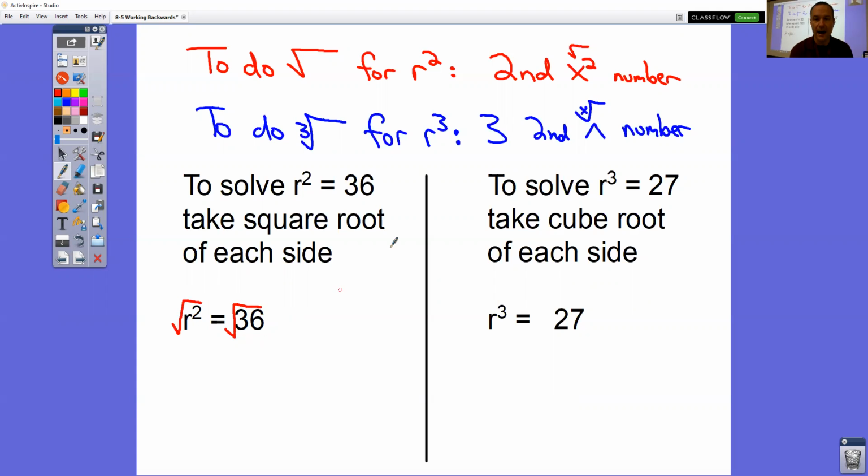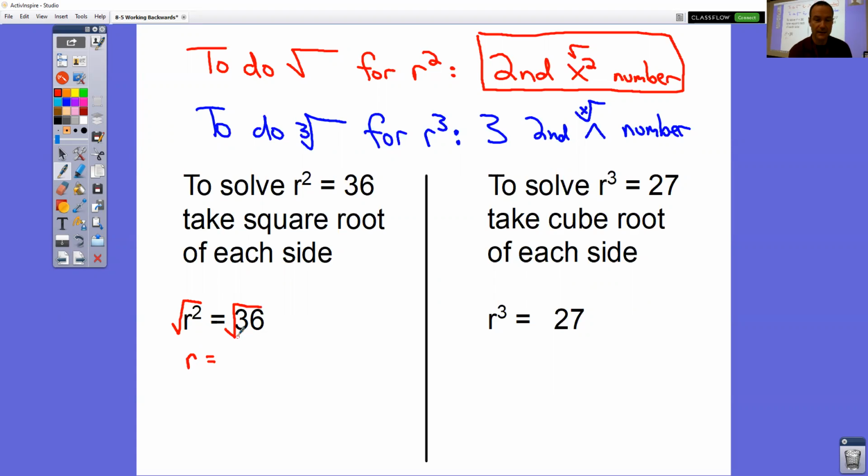The way that you do that on your calculator is you type in the second button and then the x squared button and then your number. So when we want the square root of 36, you type in second x squared, which is really the square root button, and then your number 36 and hit equals. The square root of r squared, the square root and the square just cancel each other out. So that's how we get r all by itself.